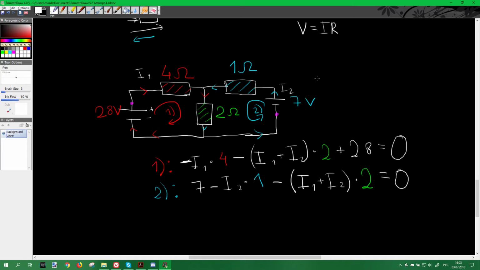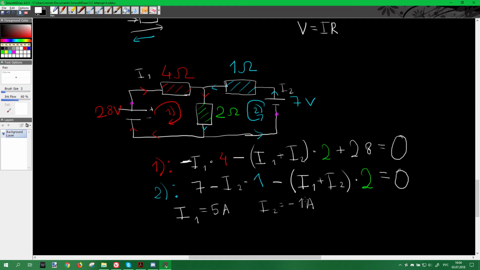Okay, so now we have two unknowns and we have 2 equations. Just solve for the 2 unknowns, I1 and I2, and you get the answer. So if you actually do it properly, you get that I1 is 5 amps and I2 is negative 1 amp.